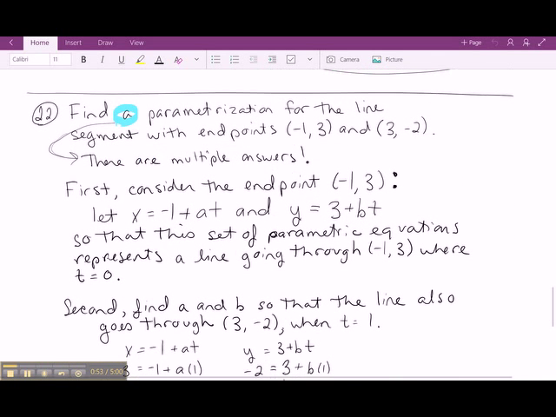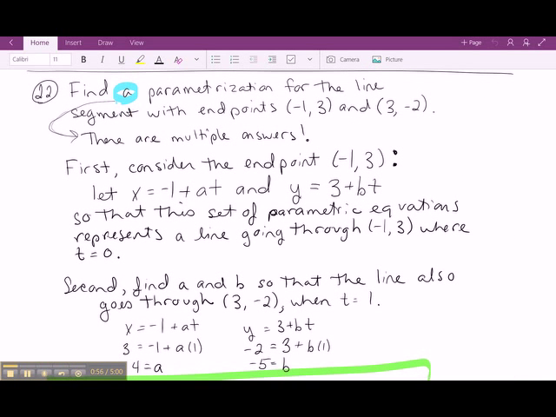Okay, so the last example for this section is finding a parametric set of equations for a line segment with endpoints (-1, 3) and (3, -2). Now you'll see in the instructions it says find A. That word right there is key, because that indicates that there's actually multiple answers.